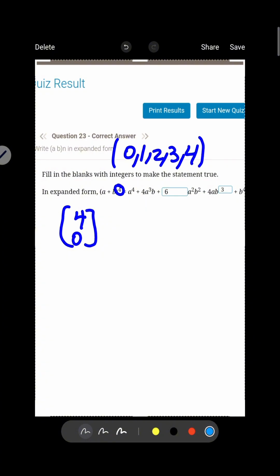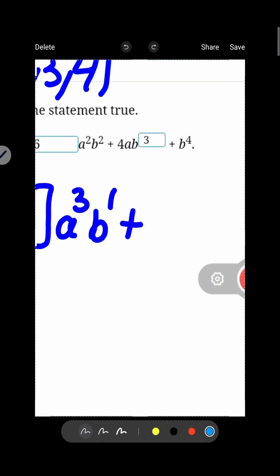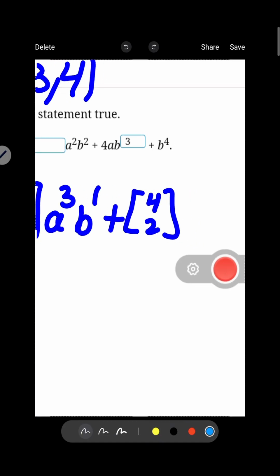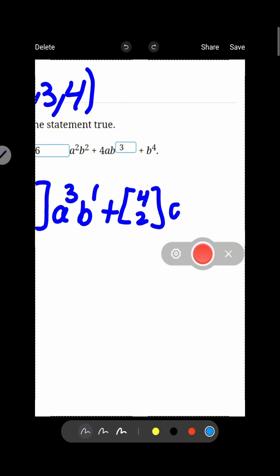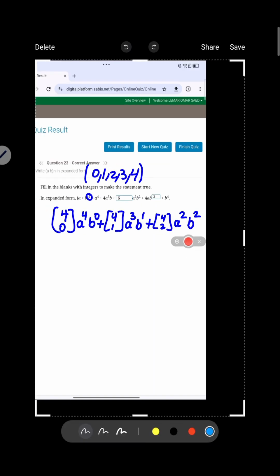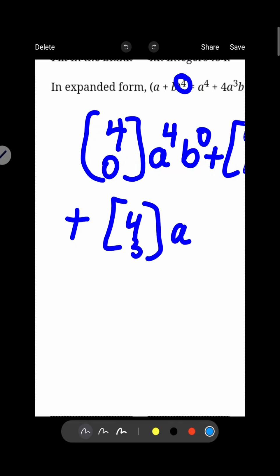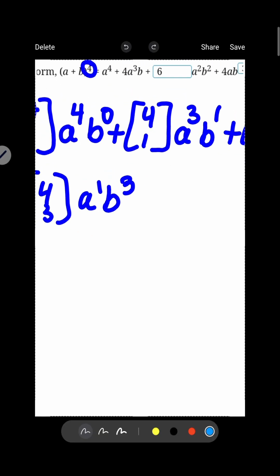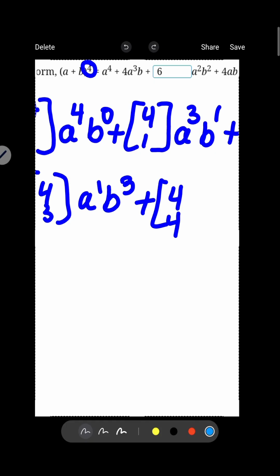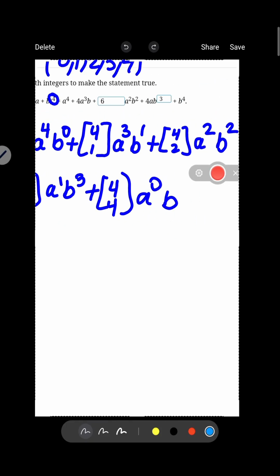4, 0, a to the power of 4, b to the power of 0, plus 4, 1, and then a to the power of 3, b to the power of 1, plus 4, 2, and then a squared b squared, plus 4, 3, a to the power of 1, b to the power of 3, and then 4, 4, a to the power of 0, b to the power of 4.